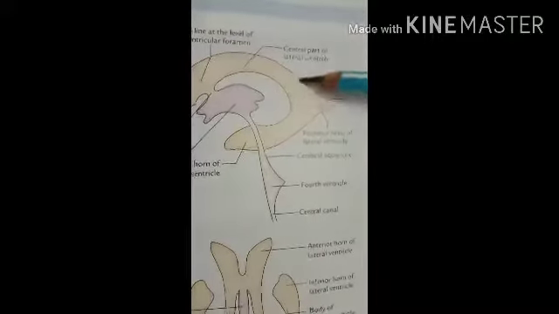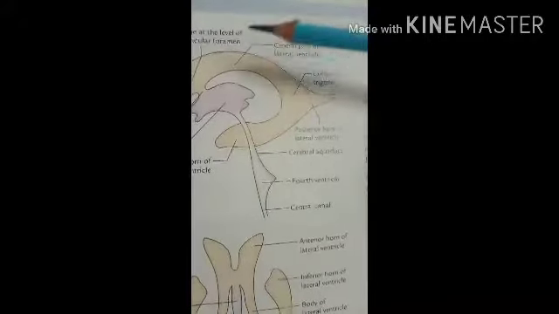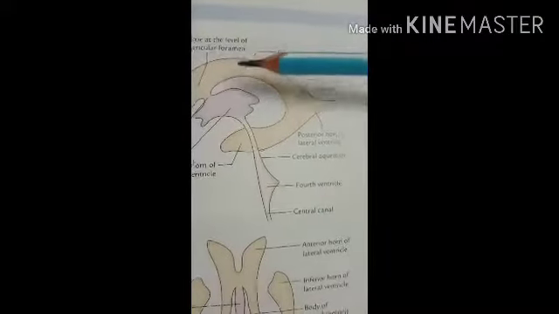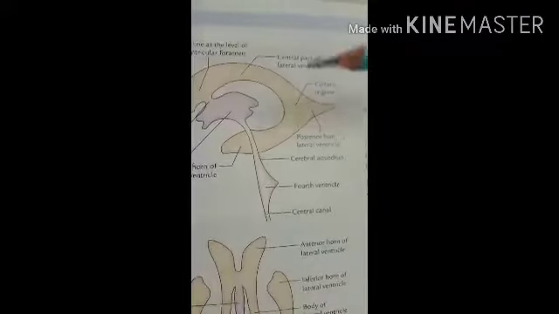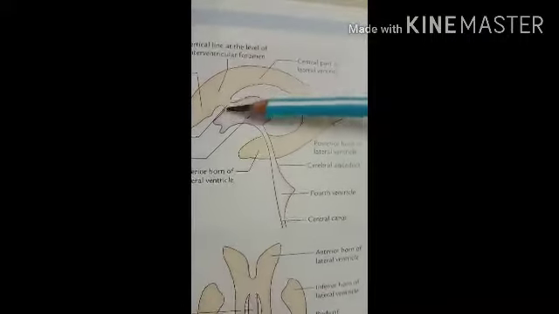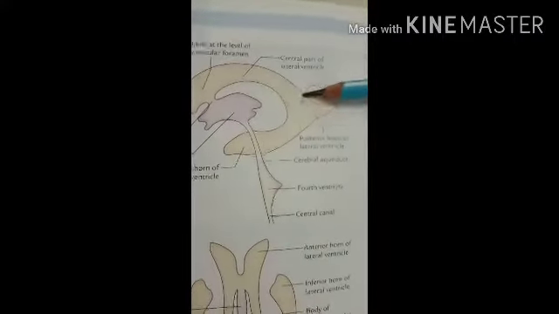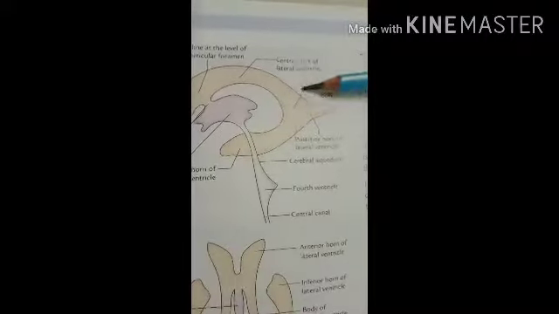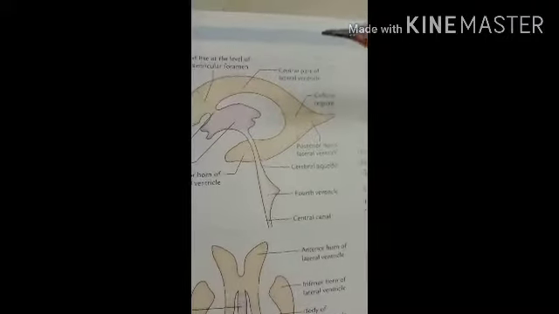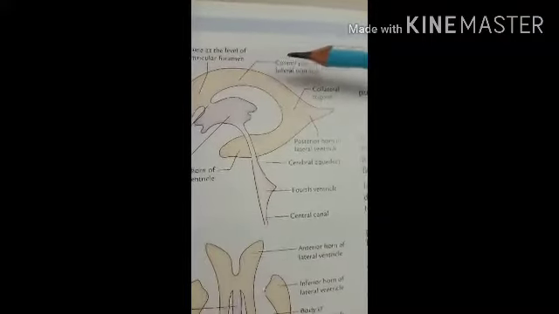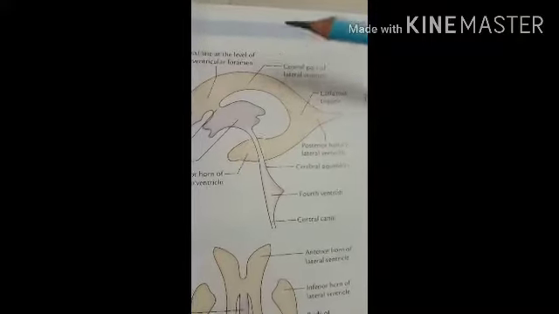So let's see first the central part, this one. The central part, or body, lies mostly within the parietal lobe of the cerebrum, and it extends from the interventricular foramen anteriorly to the splenium of the corpus callosum posteriorly. In the coronal section, it is seen as triangular and presents a floor, roof, and medial wall.